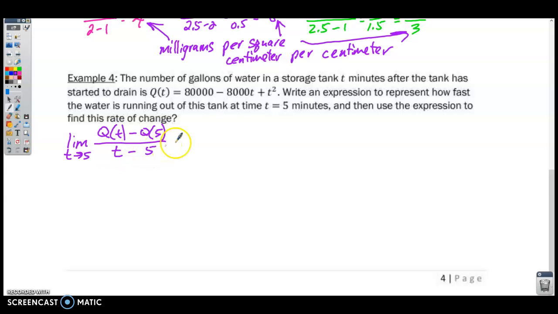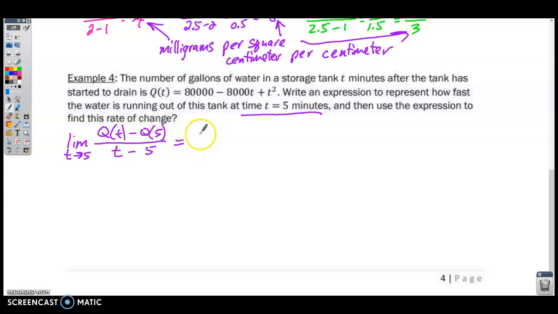And now we can go ahead and find the instantaneous rate of change. Since we're looking for how fast the water is running out at time T equals 5, that's our indicator that this is instantaneous rate of change at time T equals 5 and not over the interval from T equals whatever to T equals 5, which would be indicative of an average rate of change.